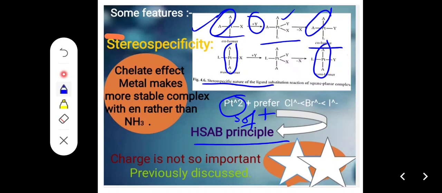If we consider fluorine, chlorine, bromine, iodine, from top to bottom, softness increases. So iodine is most soft, then bromine, then chlorine. So platinum 2 plus prefers iodide, then bromide, then chloride. Charge is not so important, charge does not matter, because platinum 2 plus is soft in character. In that case it basically combines with a softer ligand, and this should be more favorable. This can be explained by the HSAB principle. There the charge does not matter.